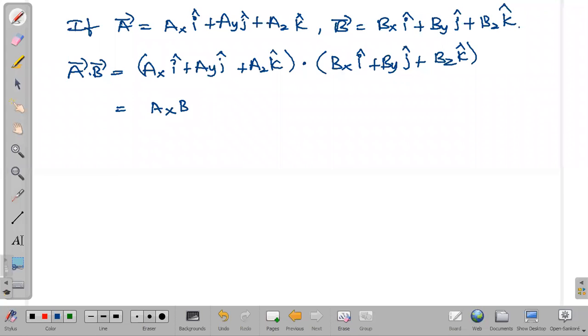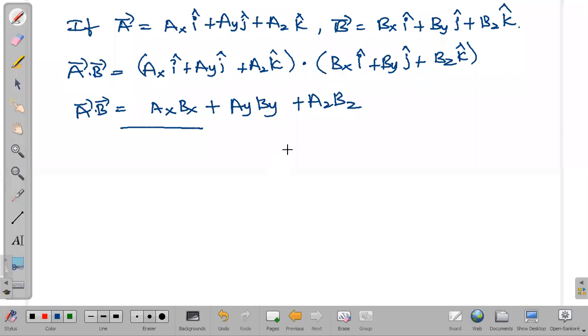So we don't need to multiply them directly. Only same-vector multiplication we will do. ax into bx, i cap dot i cap becomes 1. i cap dot j cap becomes 0, so we won't go with them. So ay into by, next az into bz. So directly, if two given vectors are there and we have to take their scalar product, we will take them in terms of components and directly write the i cap coefficients, j cap coefficients, k cap coefficients, multiply and add. That is how simple the scalar product is.